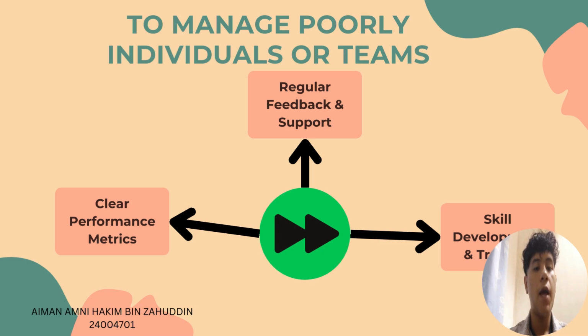Regular feedback and support. Spotify can implement regular check-ins and peer feedback within squads to identify performance issues early, fostering open communication and collaboration to address challenges. Next, skill development and training. Providing targeted training programs and mentorship opportunities can help underperforming individuals enhance their skills and align better with team objectives. Last but not least is clear performance metrics. Establishing measurable performance metrics and conducting regular evaluations can help ensure accountability and guide individuals toward improvement, while also allowing for adjustment in roles if necessary.